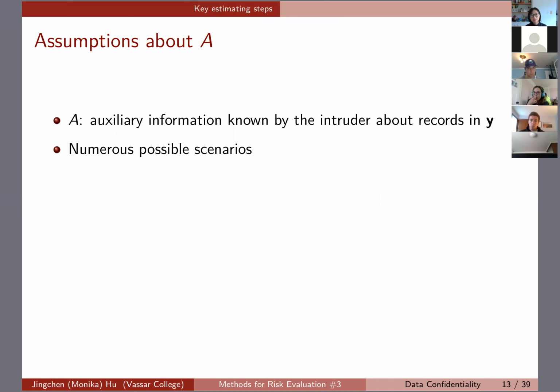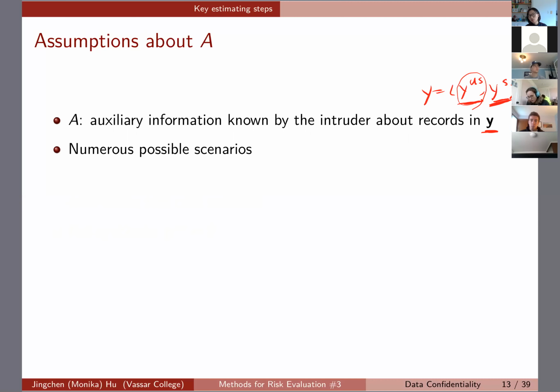All right, assumptions about A. This is the one where we're going to make super strong assumptions, so bear with me. Let me talk about what we do, and I will illustrate why we do that. A is auxiliary information known by the intruder about records in Y. We know that Y is the union of YUS and YS, where YUS is the unsynthesized set and YS is the synthesized set. YUS is already known from the previous slide. So now the assumption is, what else will the intruder know that is in the YS?